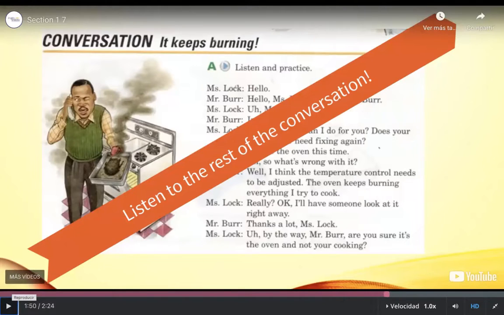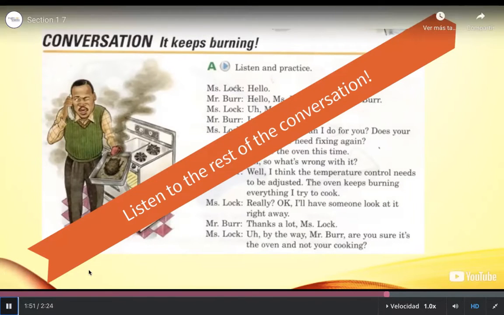What is the problem? Electricity. Excellent. And what happens with the electricity? It's going off and coming back on. Correct. It's going off and coming back. Let's listen if there are other problems.